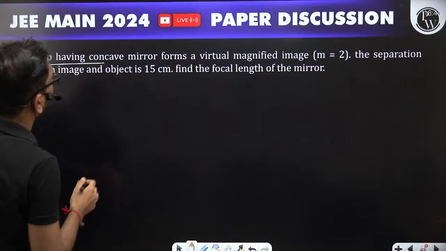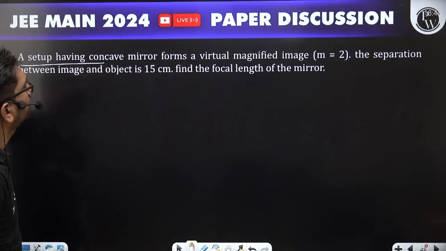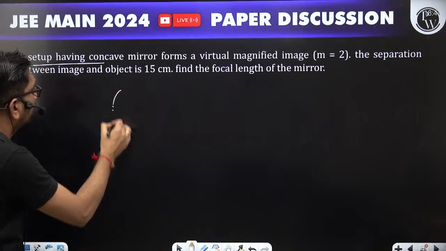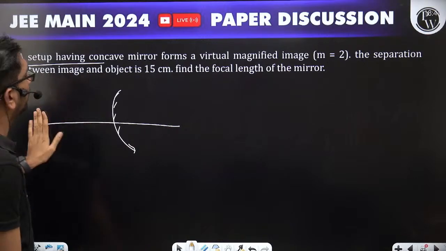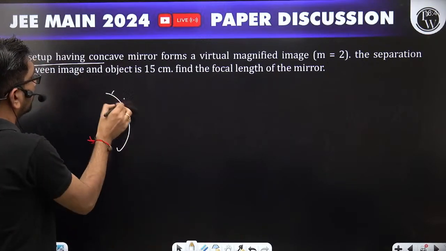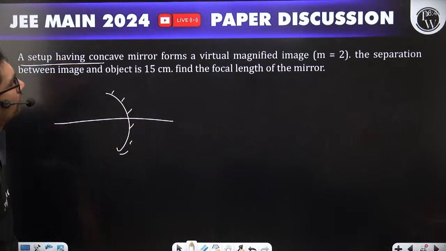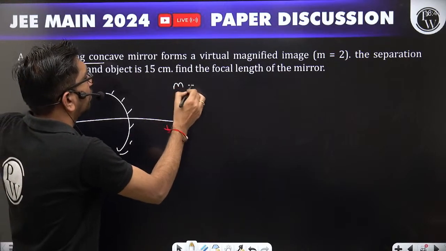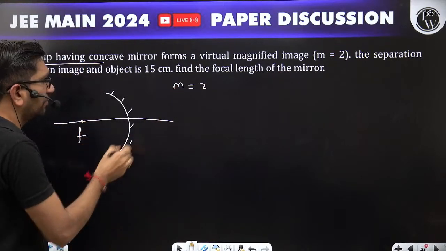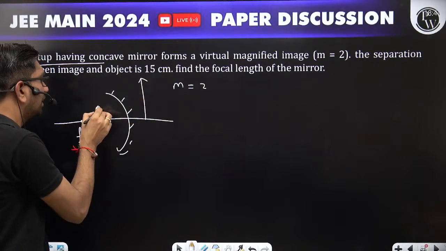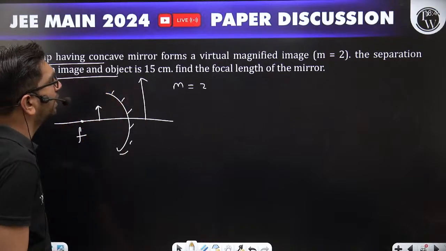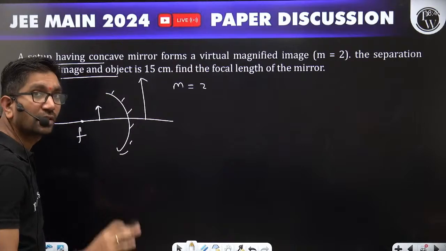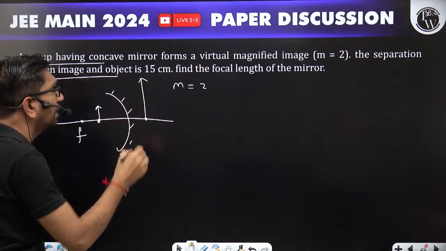A setup having a concave mirror. So this is a concave mirror. It forms a virtual magnified image, m equal to 2 is given. Now, this is the focal length. When we get a magnified image, when the object is placed here, then only we get it. The separation between the image and object is 15 centimeters. So from here to here he has given 15 centimeters.